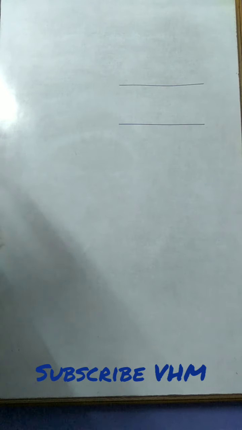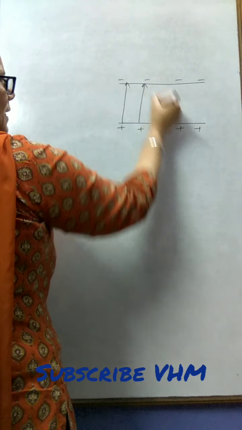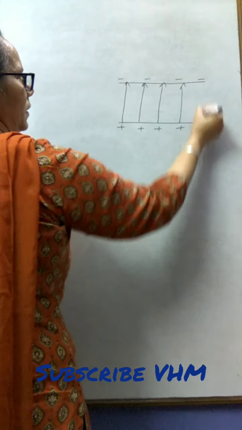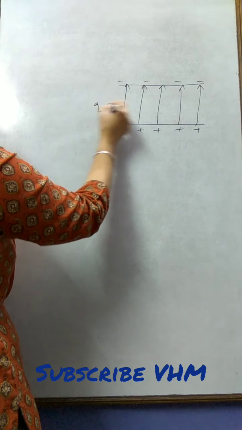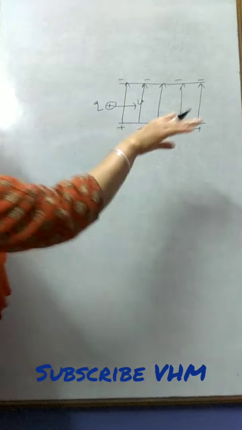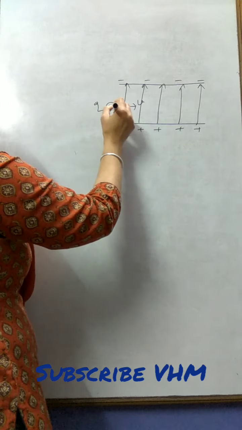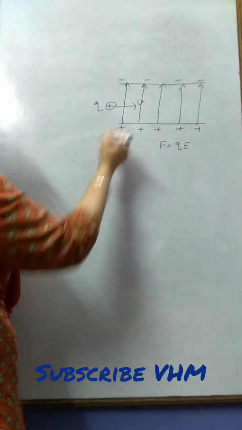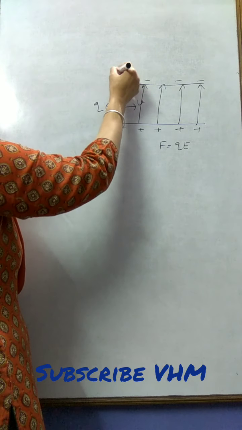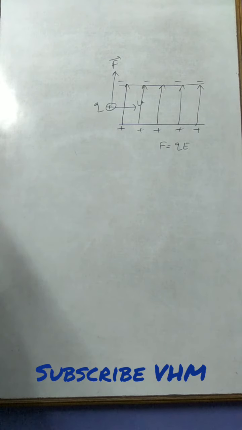This is an electric field set up, two plates. Electric field is set up here. Let me have a charged particle, plus charge Q, move with velocity v in this uniform electric field. Now the direction of force: because the electric field exerts the force on the charged particle in the direction of the field, the force is in the direction of the field, that is from positive to negative.